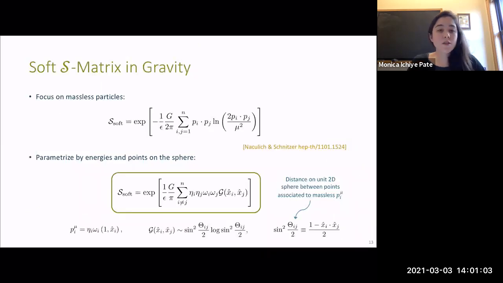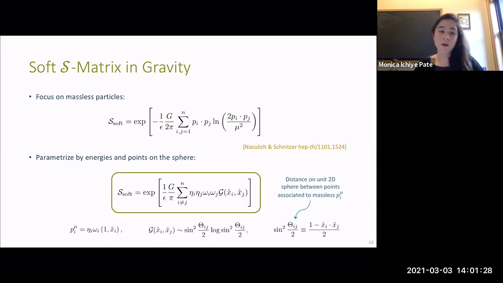Okay. So in order to, again, make a connection to symmetry, it will be helpful to instead consider the case when all the external particles are massless particles. And in that case, the formula for this infrared divergent part of the S matrix takes a slightly simpler form. So in particular, it's shown here.